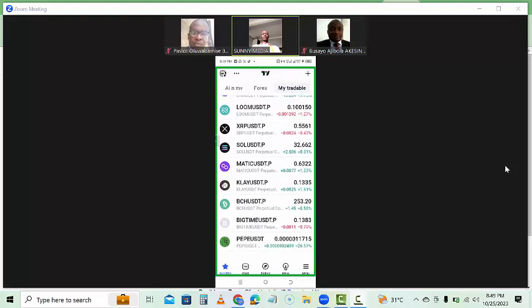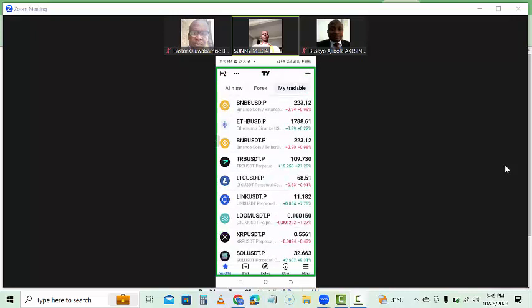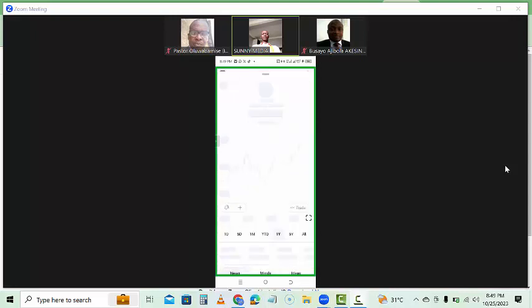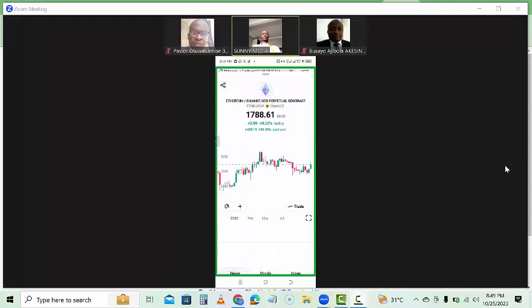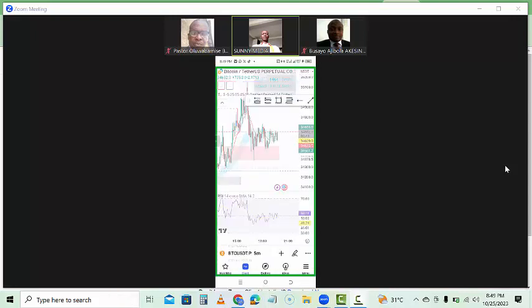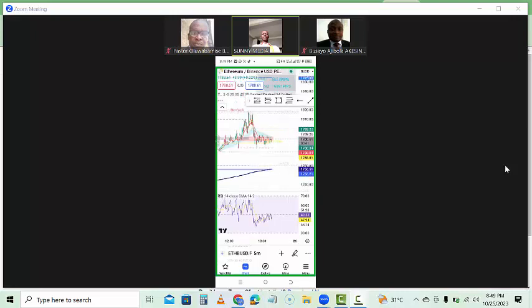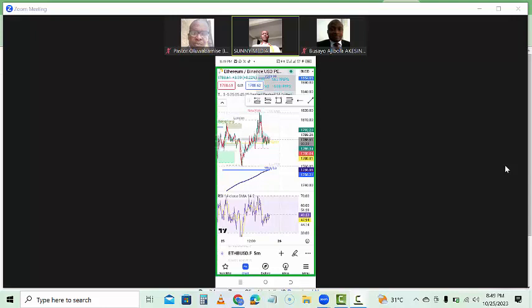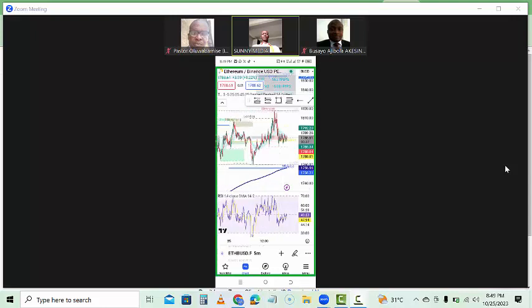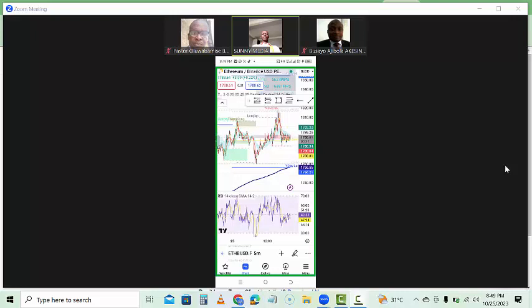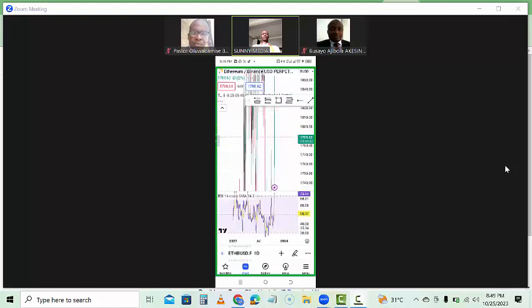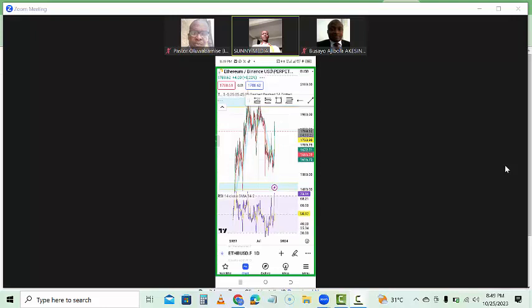From a higher time frame perspective, let's take Ethereum, for instance. Let's see if we can swing. We can get the higher time frame probability of this concept. Okay, so let's go to the daily time frame. On the daily time frame like this, we're talking about swing now.